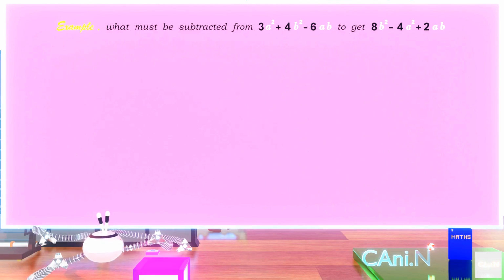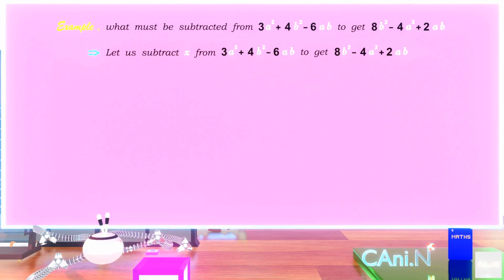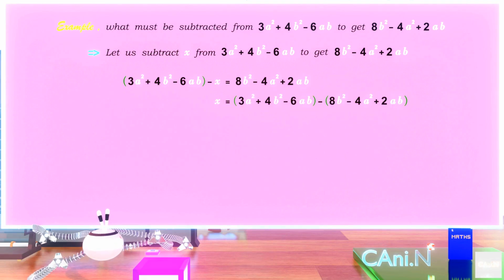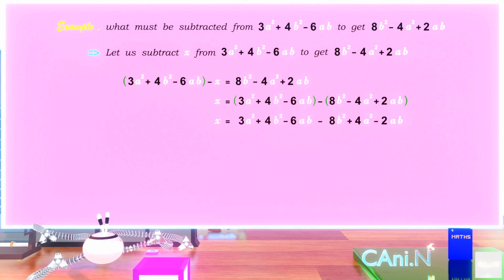What must be subtracted from 3a squared plus 4b squared minus 6ab to get 8b squared minus 4a squared plus 2ab? Let us subtract x from 3a squared plus 4b squared minus 6ab to get 8b squared minus 4a squared plus 2ab. So, 3a squared plus 4b squared minus 6ab minus x equals 8b squared minus 4a squared plus 2ab. x equals 3a squared plus 4b squared minus 6ab minus 8b squared minus 4a squared plus 2ab. Therefore, x equals 7a squared minus 4b squared minus 8ab.